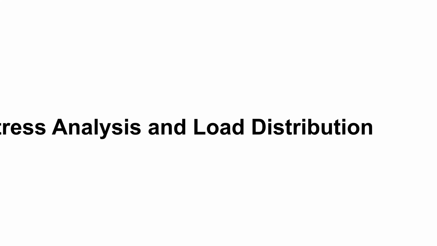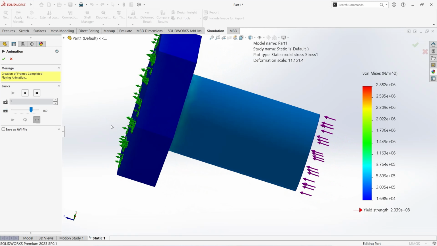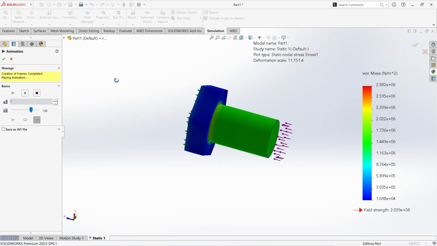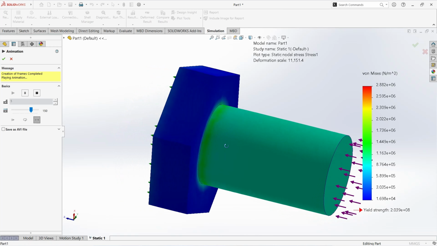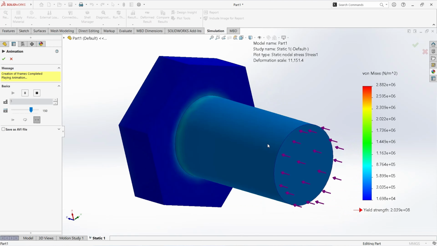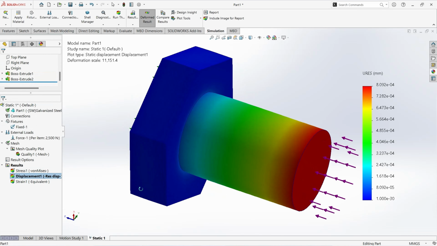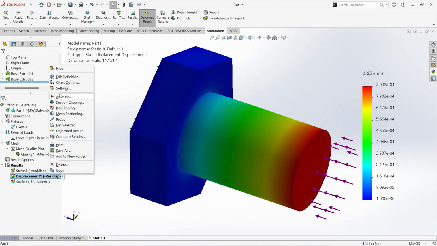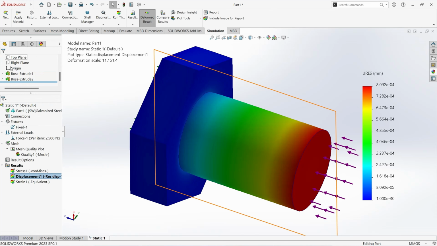2. Stress analysis and load distribution. Once the material is selected, the next question is, can the part survive the load? Stress analysis helps us understand how a component behaves under tensile load, compressive load, shear, bending, and torsion. We calculate stress equals force divided by area, but in real-world conditions, things get complex.